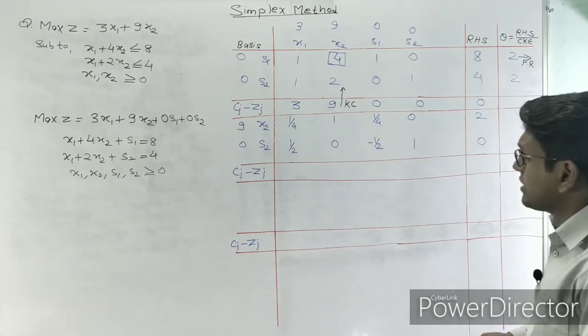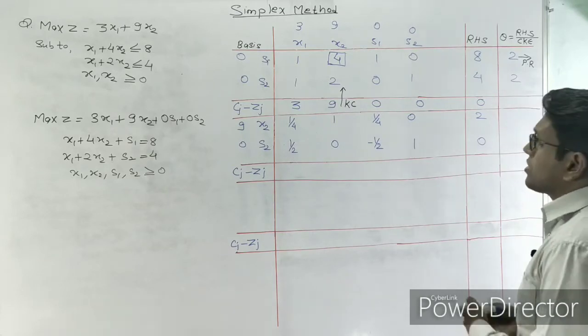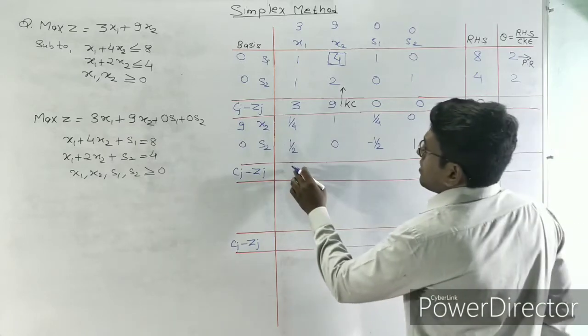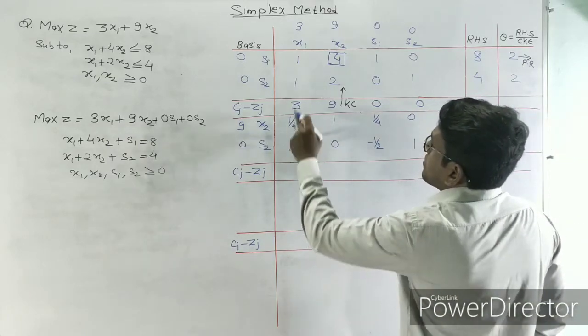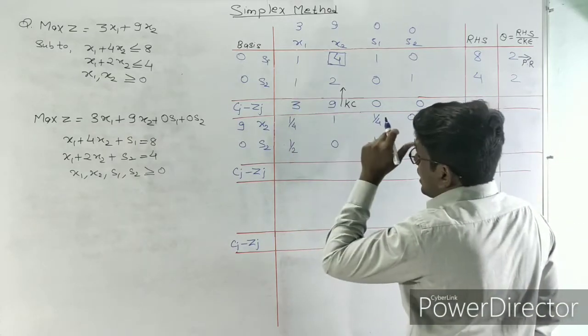Now let us move on and solve. So again I'll be calculating the value of Cj minus Zj. This will be 3 minus 9 by 4.